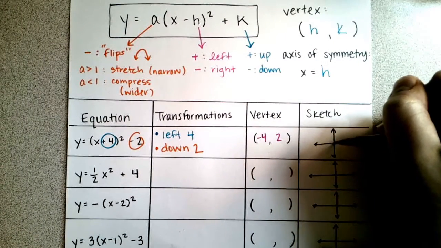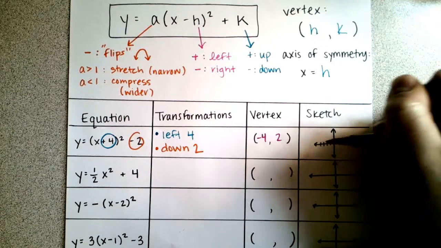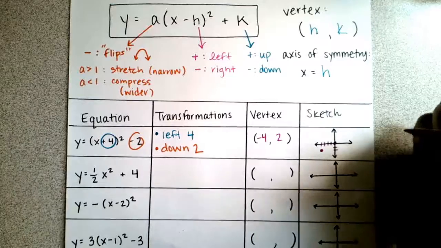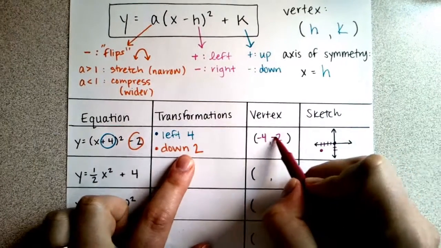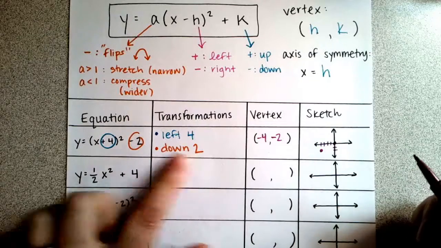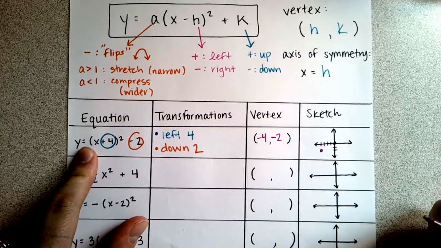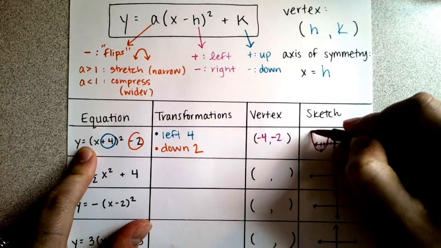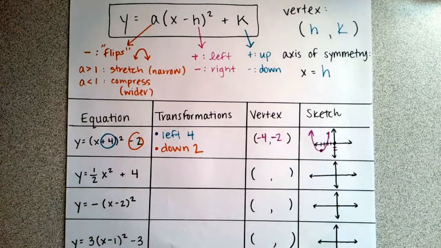That means our new vertex is -4, -2. So from the origin, we go left 4, down 2, and there's our new vertex. Whoops, this should be a -2 because we went down 2. -4, -2. And then there was no negative in front that told us that we need to stretch or compress, so from there we just draw the same parabola shape as our parent function has.